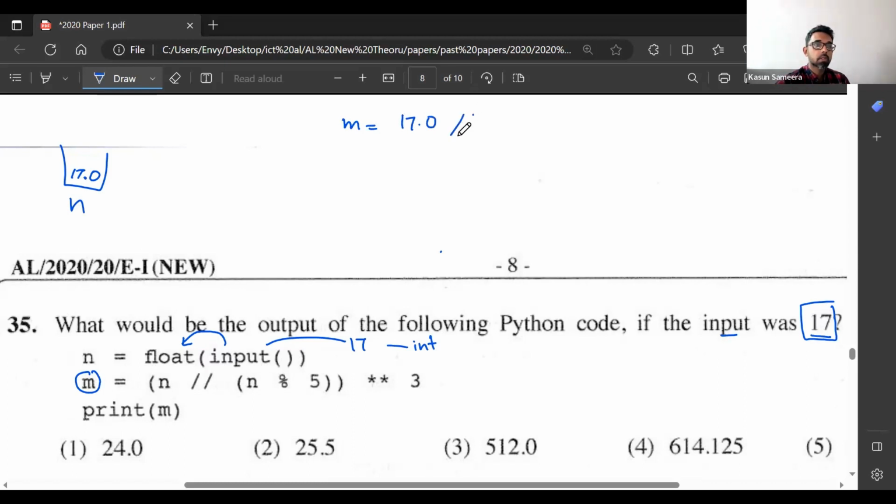Double slash means floor division or integer division. Then there are brackets. N means again 17.0. Percentage mark means modulus. I did arithmetic operators. 5. Okay. Then double star means exponentiation, power 3. Okay. Write the expression with numbers. Then try to solve it.